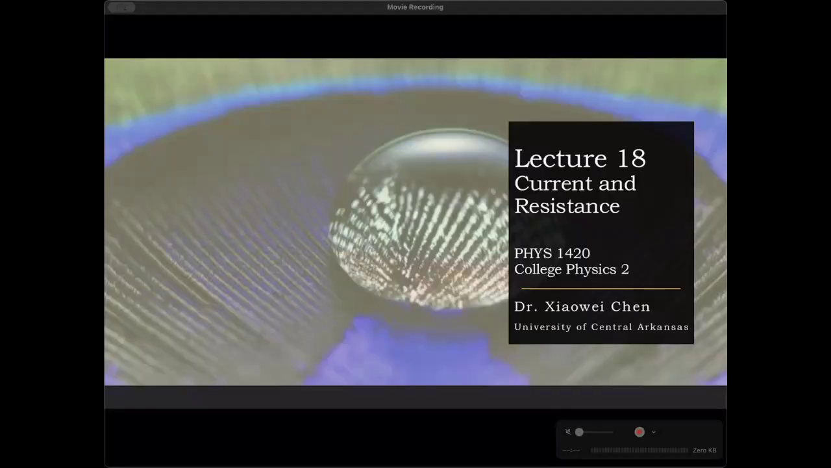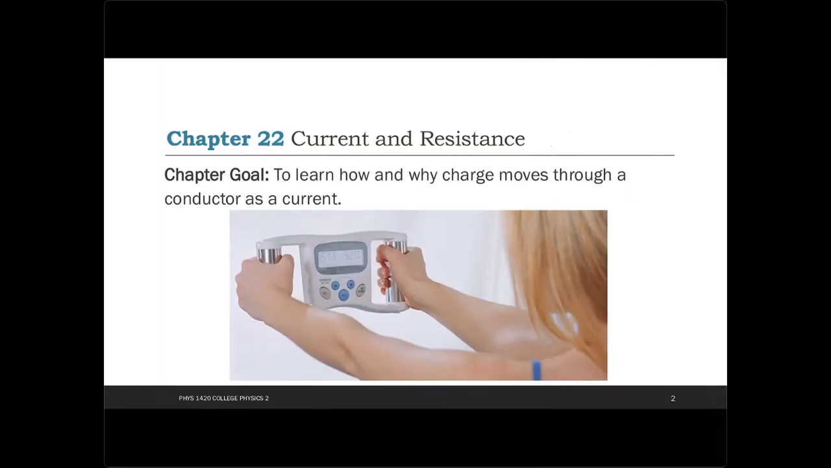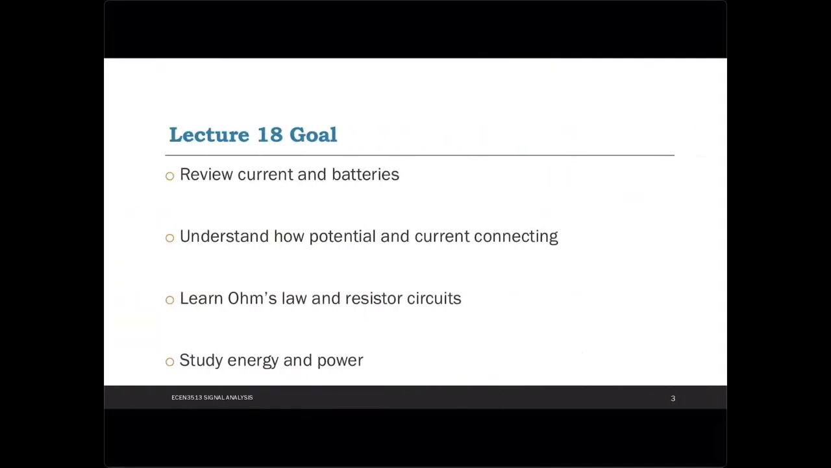Okay. Let's begin today's class. First, let me share my screen. For today's class, we will continue to focus on current and resistance. The goal for chapter 22 is to learn how and why charge moves through a conductor as a current. We have already learned what a current is, the model of a current. We will continue to learn more information about current. This is today's class goal.